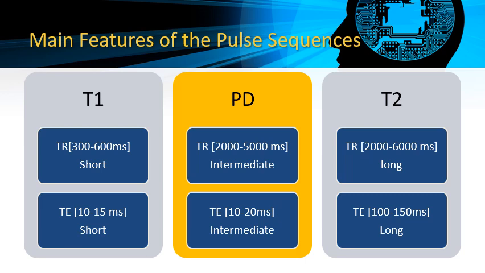It has a long TR and long TE. While the proton density is an intermediate sequence, it takes the long TR from the T2 and takes the short echo time from the T1. So we call it an intermediate sequence between both sequences.